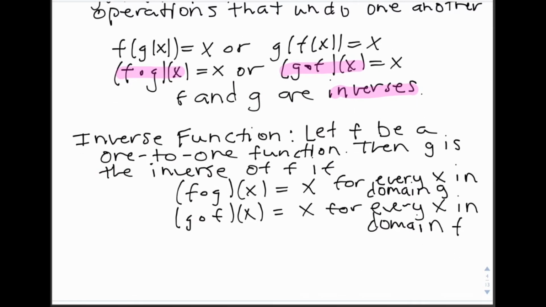So, an inverse function. Let f be a one-to-one function, so that is the first requirement. Then g is the inverse of f. So, f of g of x is equal to x for every x in the domain of g, and g of f of x is equal to x for every x in the domain of f. But the biggest thing is that we have to be dealing with a one-to-one function first before we can go ahead and try to find its inverse.